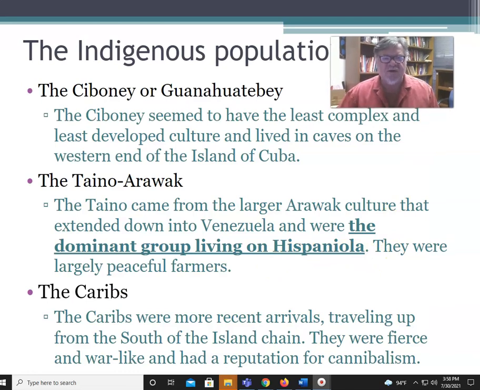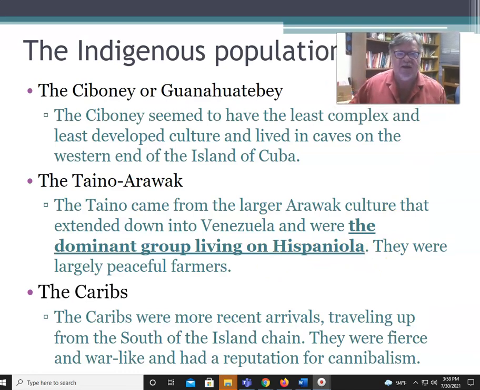The Siboney or the Guanahatabeyes I already mentioned are the least complex, the most simple cultural forms, the least developed, lived in caves on the western end of the island of Cuba. They probably were a remnant left over from older Stone Age peoples that lived in the Caribbean. Maybe they might have come from, I'm speculating here, but perhaps they had come from the Yucatan Peninsula or some other direction, but they were not related genetically or archaeologically or culturally to the Taino Arawak.